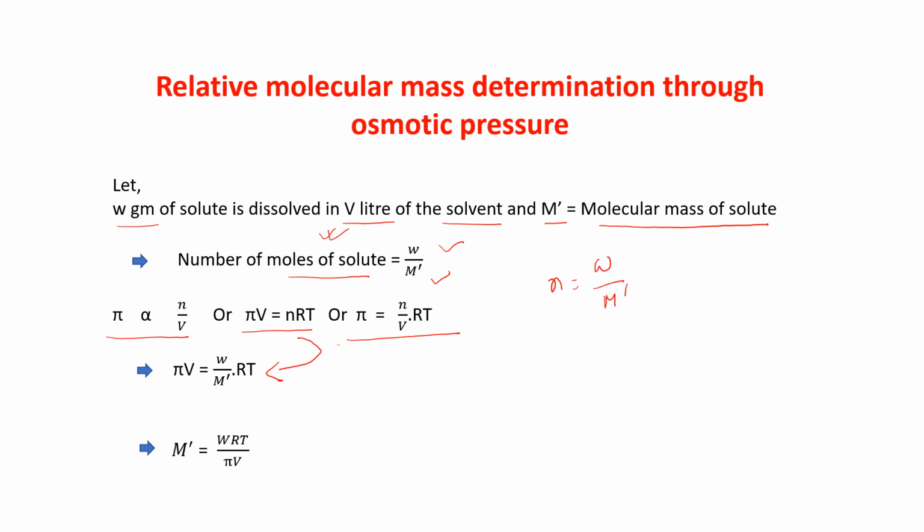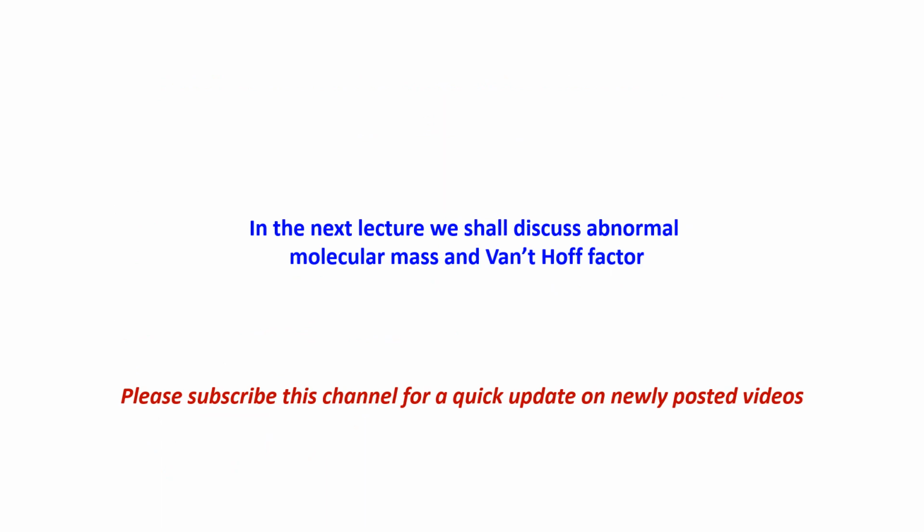So just replace the value of n by W by M dash RT. From there, M dash is equal to WRT by pi V. So we can find out the molecular mass of the solute through osmotic pressure. We can measure it through this formula. So this is the end of lecture 6. In the next lecture, we shall discuss abnormal molecular mass and Van't Hoff factor.